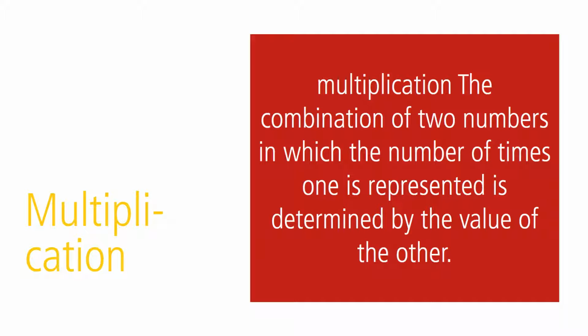Multiplication is the combination of 2 whole numbers in which the number of times one is represented is determined by the value of the other. These 2 whole numbers are known as factors. The number being multiplied is the multiplicand, and the number by which the multiplicand is multiplied is the multiplier. The answer to a multiplication problem is the product. Immediate answers are called practical products.